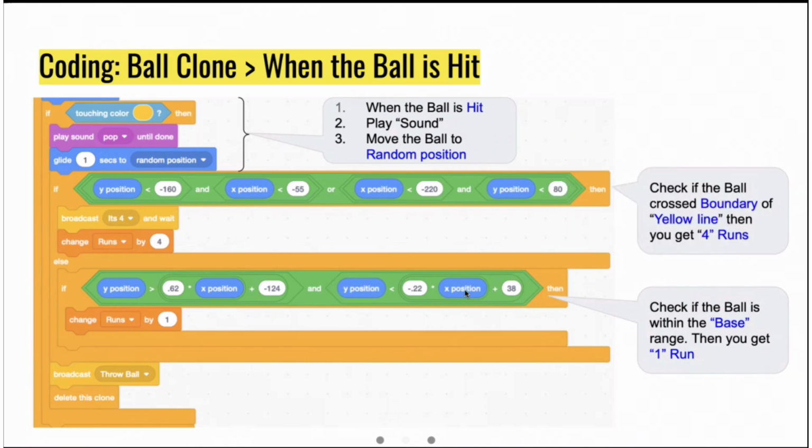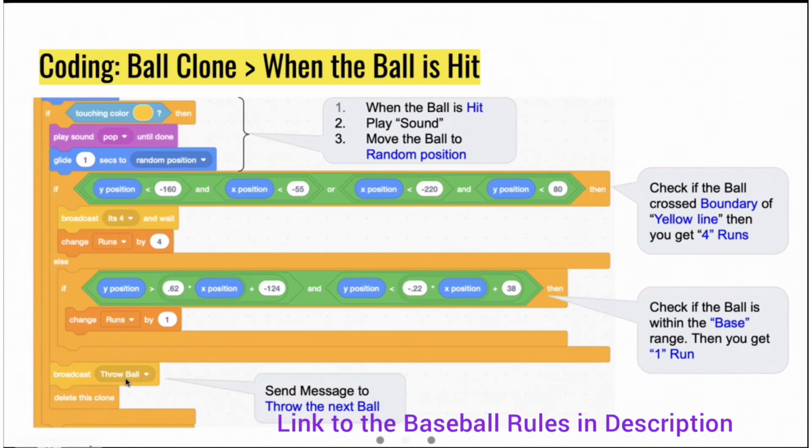So it's a complex calculation. There are two straight lines, y equal to mx plus c. That's the kind of formula that is implemented into this particular check. And that's about the scoring of runs. After that, we have to send the message for throwing the next ball. By the way, the rules of baseball are already there in the description. I have mentioned it earlier as well.